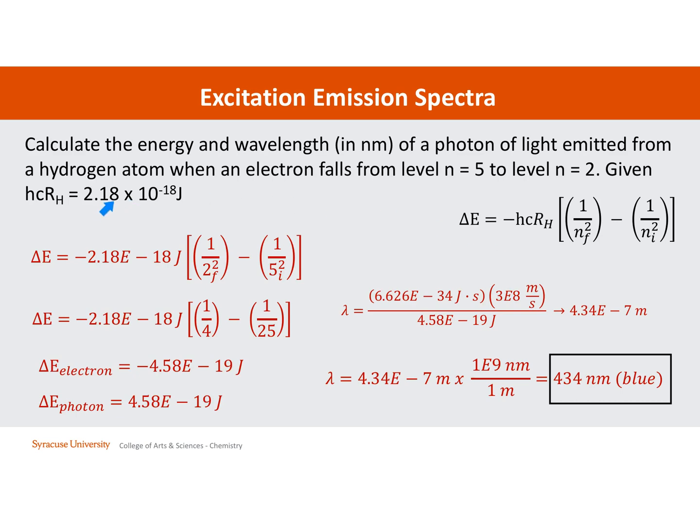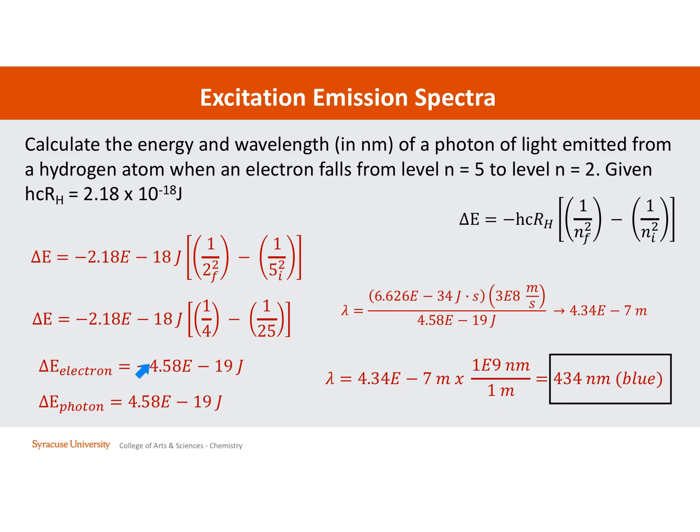Then I plug in Planck's constant times the speed of light times Rydberg's constant out here, the negative stays. So I get 1 over 2 squared minus 1 over 5 squared. So I square that, I get 1 over 4 minus 1 over 25. Subtract, and then multiply to get an energy. And the key here is that this energy is the energy of the electron.